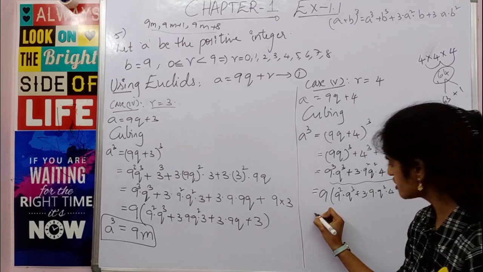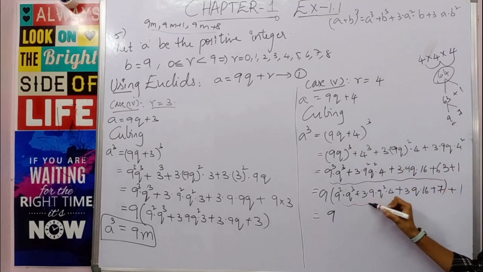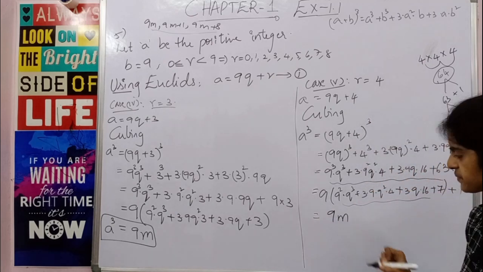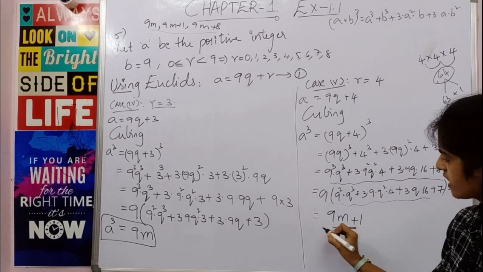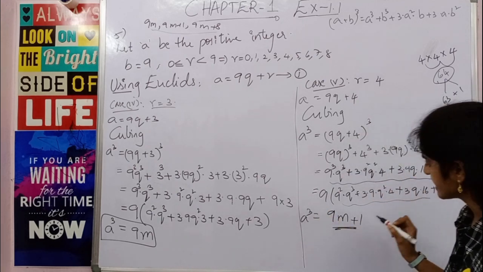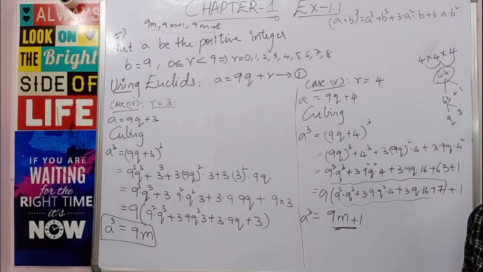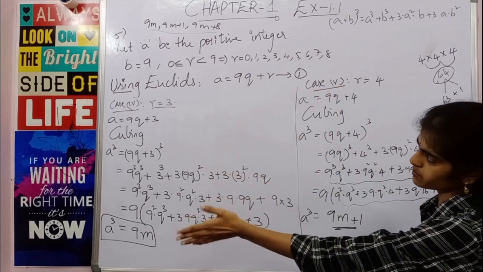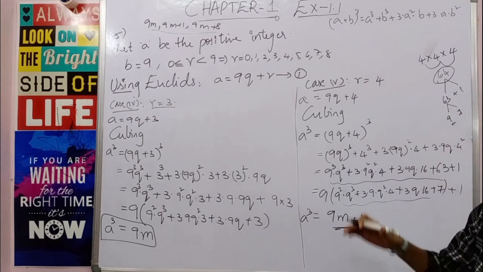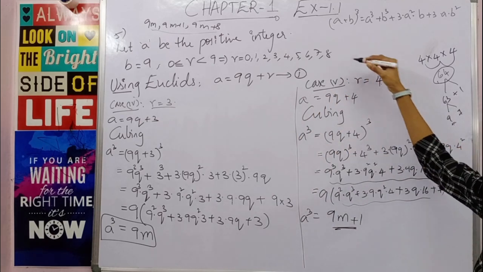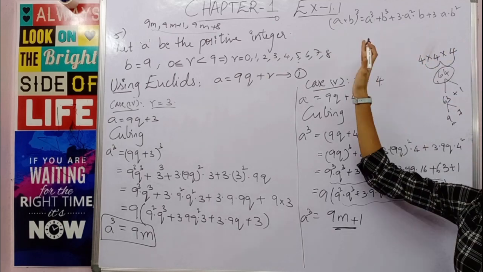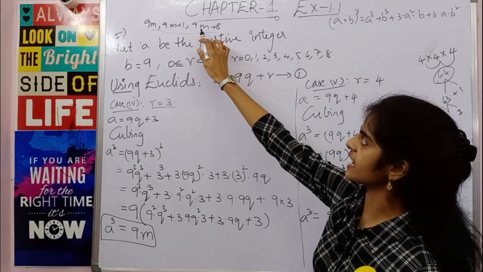So this you can write as 9, this entire thing let me take as m. So 9m and you have 1 here. So the cube of a positive number you have written as 9m plus 1. Clear? Similarly, if you take the next step, the next case, case 6, you will take r equal to 5. When you take r equal to 5, the next thing you will get is 9m plus 8.